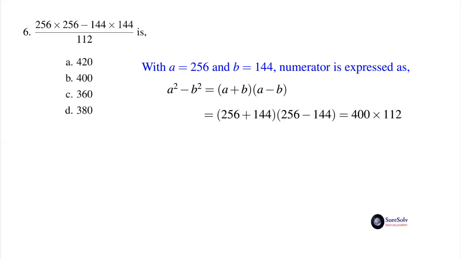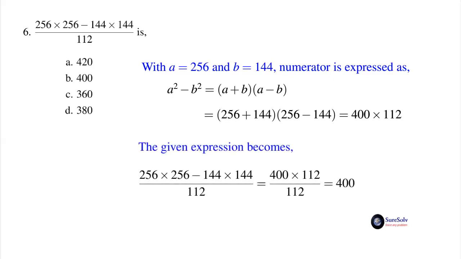And still more conveniently, a minus b is 112. This would cancel out the denominator. So final result is just 400. Answer option B, 400. Seventh question.